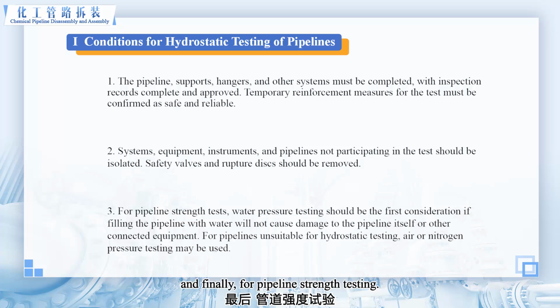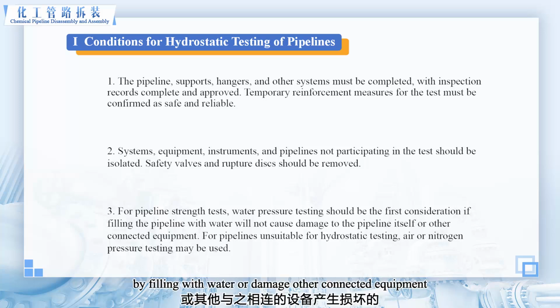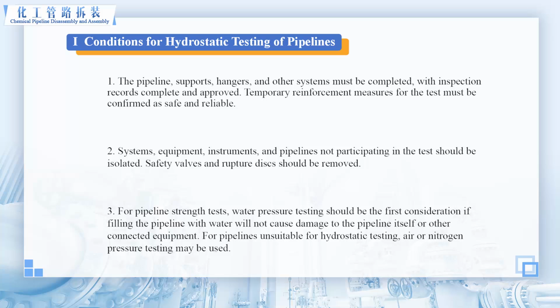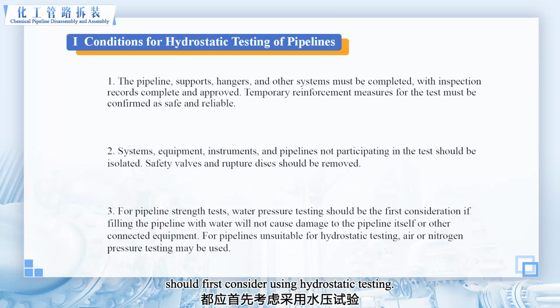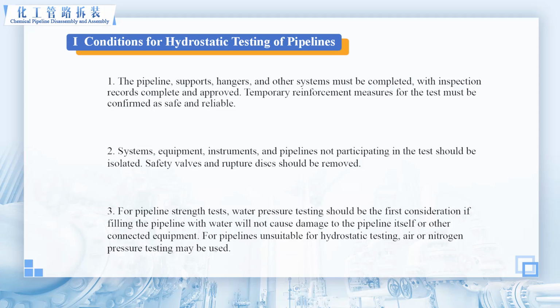And finally, for pipeline strength testing, any pipeline that will not be damaged by filling with water or damage other connected equipment should first consider using hydrostatic testing. Pipeline not suitable for hydrostatic testing can use air or nitrogen for pressure testing.